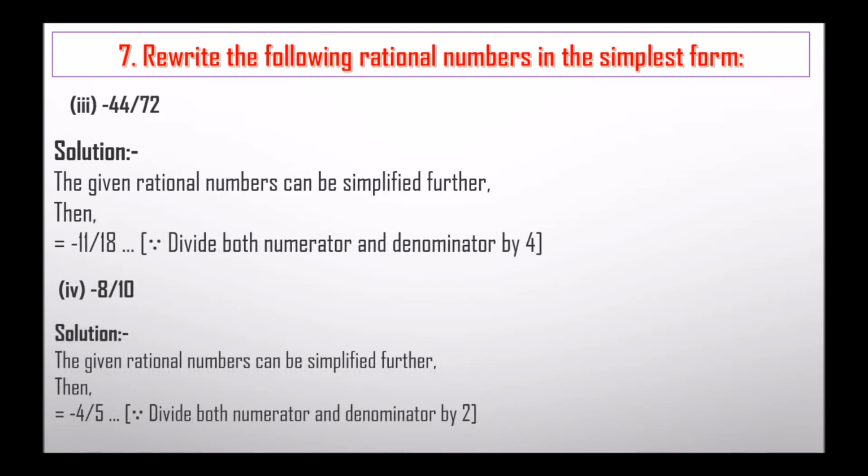Minus 44 upon 72. So we will divide both numerator and denominator by 4. So we will get minus 11 upon 18. Minus 8 upon 10. So we will divide both numerator and denominator by 2. So we will get minus 4 upon 5.